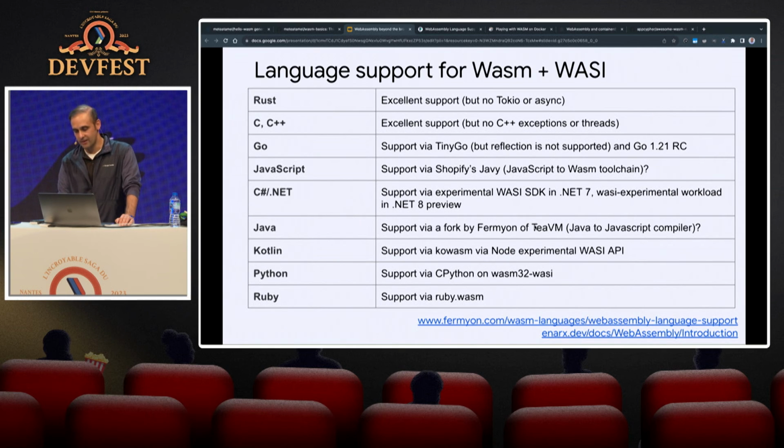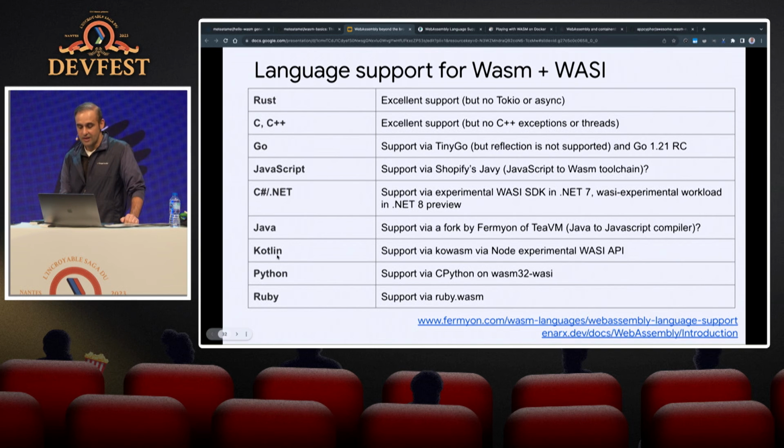Java, the excellent support that's claimed in this link, it comes from something called TeaVM, which is a Java to JavaScript compiler, but it doesn't work in TeaVM. You need to use a fork from Fermyon, the startup, that added WASI support on TeaVM. So if you use the fork from Fermyon, you might get it working. I tried, I couldn't get it working. Maybe I didn't do something right, but yeah, so the excellent support is not so excellent in my opinion.